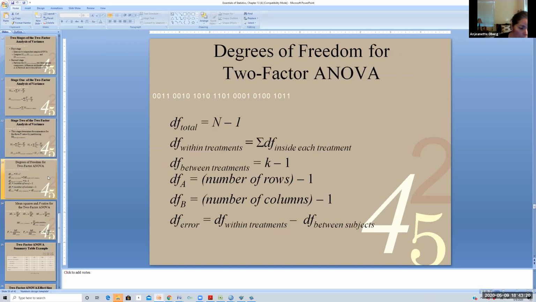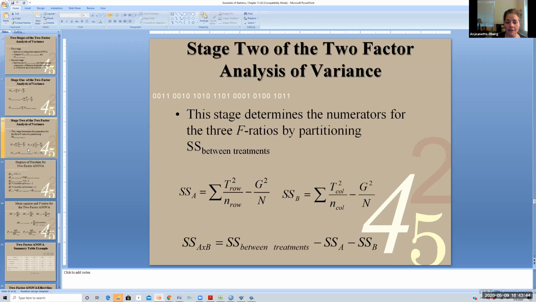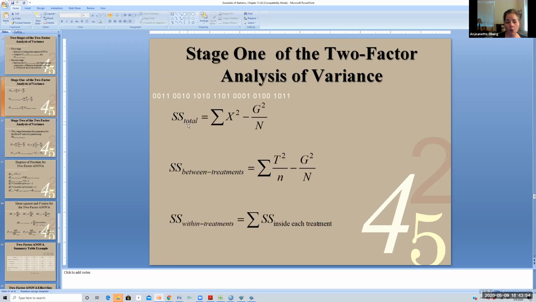Then we want to look at, okay, well, how do we calculate our various degrees of freedom? So here are your formulas for our total, our within treatments, and our between treatments degrees of freedom. Degrees of freedom for A tells us the number of rows in our matrix, degrees of freedom for B is the number of columns in our matrix, and then our degrees of freedom for error. Additionally, here are our formulas for sum of squares of A, B, and then A by B. And then here are sum of squares total, our between treatment, and our within treatment formula.